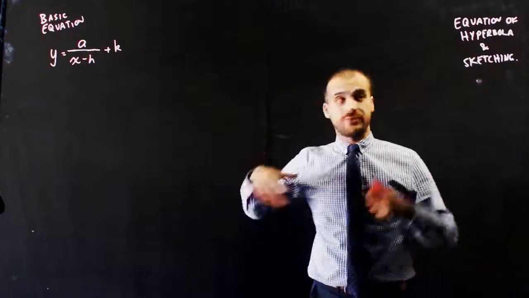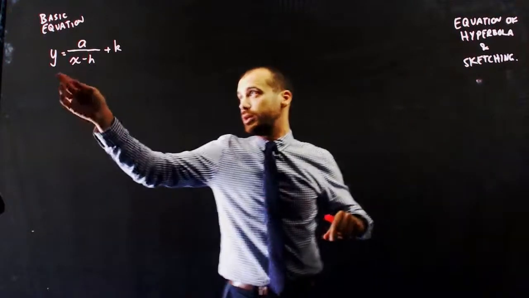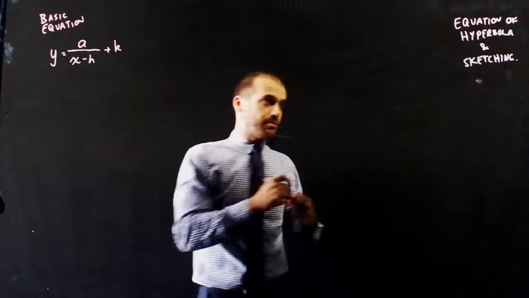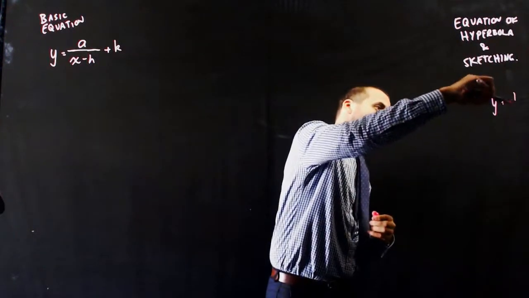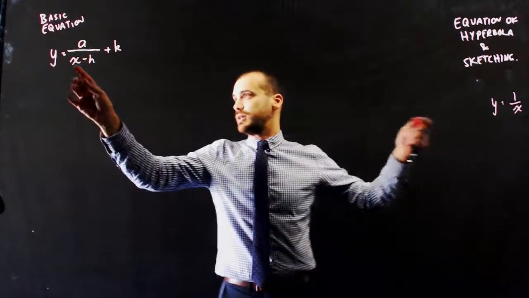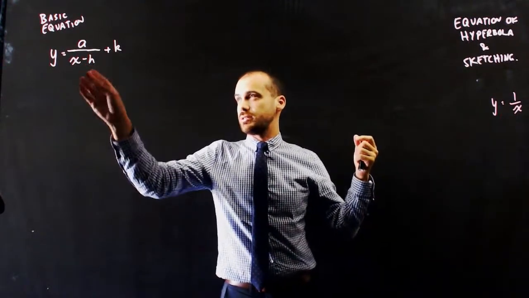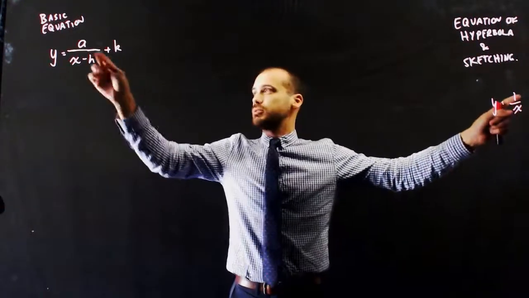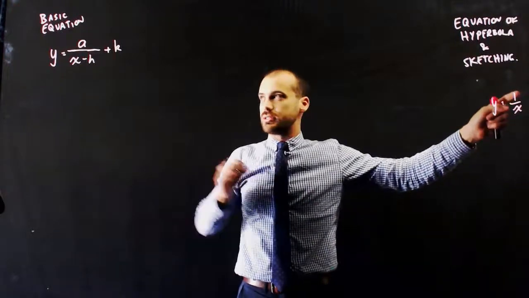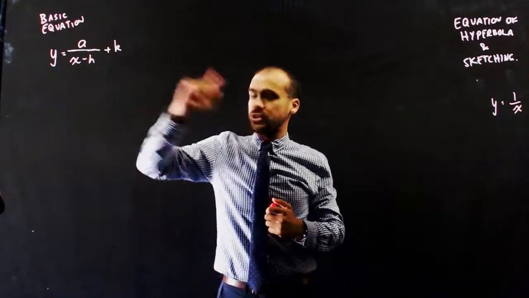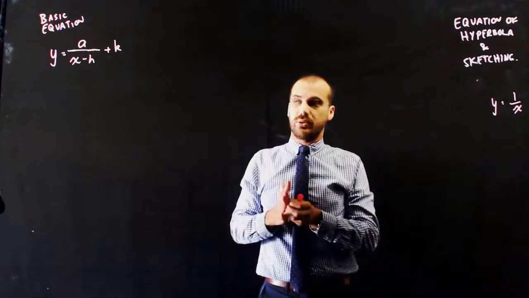Here's our basic form of a hyperbola. Y equals a over x minus h plus k. Now you'll remember that the simplest form was y equals 1 on x. So all we've done is subtract something from the x, add something to the fraction itself, but then also multiply the fraction by something up the top. That's our a value. And a, h, and k are all going to affect our equation.